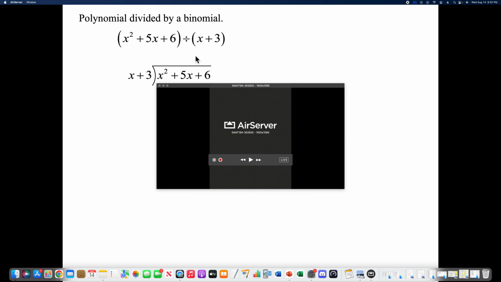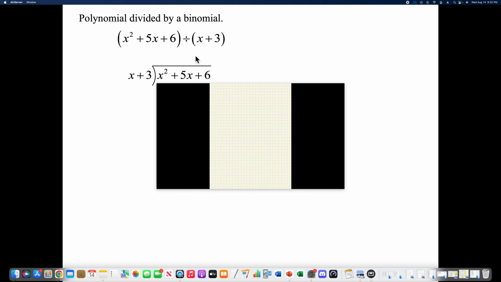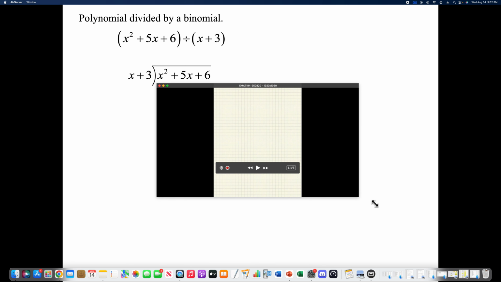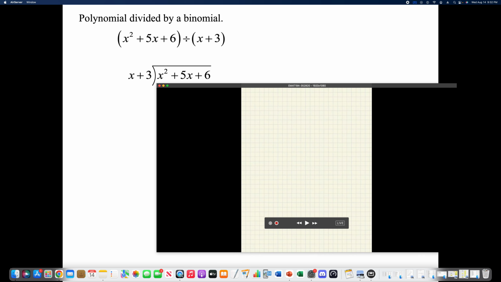Okay, now wait a minute. How am I going to do this? Because I was dividing by one single term before. Now, how do I divide when there's 2 terms on the bottom? How do I work this out? Okay, well, I'm going to warm up my iPad here, and we're just going to work with numbers real quick.